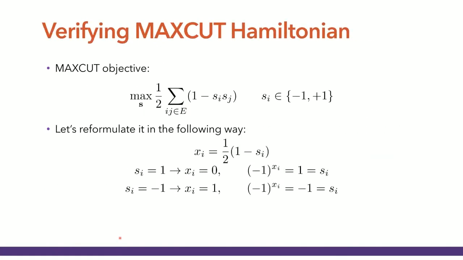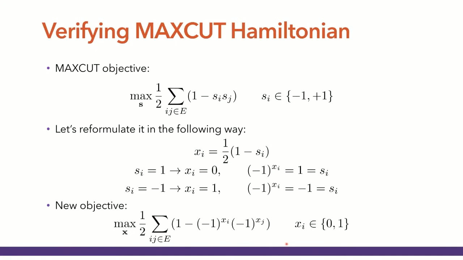What we're going to do is take our MaxCut objective and switch from s_i being minus 1 and plus 1 to x_i being 0, 1, which is a trivial switch. We can just say s_i equals minus 1 to the power of x_i. And this should already start looking familiar. So our new reformulated objective now is: each edge contributes 1 minus (minus 1) to the power of x_i, times (minus 1) to the power of x_j.